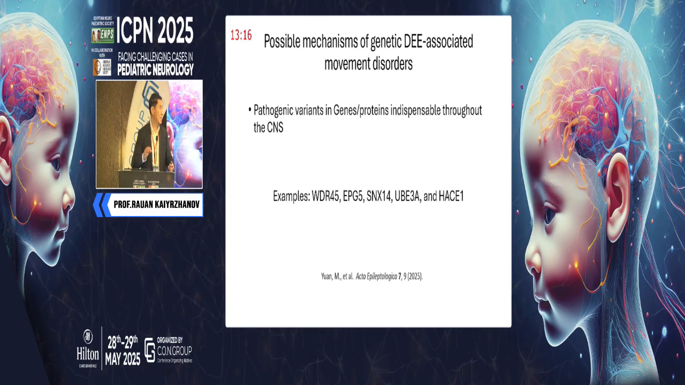So what are the possible mechanisms that explain the association of movement disorders with epilepsy? Well, it's not clearly known, but there are several theories. First, this association results from genes that are ubiquitously expressed or indispensable throughout the central nervous system. And examples are genes like WDR45, EPG5, SNX14, and so on. So the ubiquitous expression of genes in the central nervous system and the resulting abnormality can result not only in epilepsy, but also developmental delay and movement disorders.